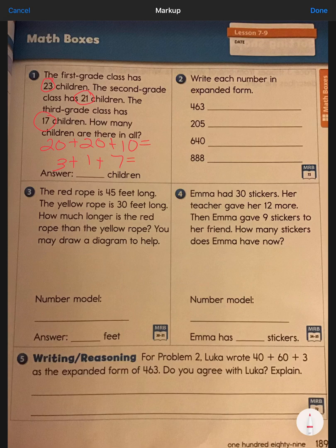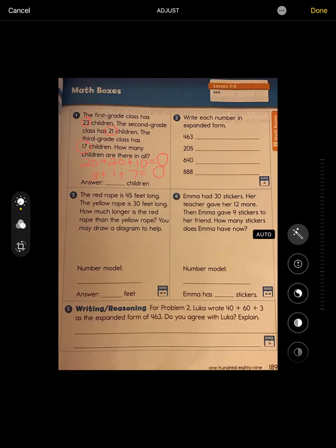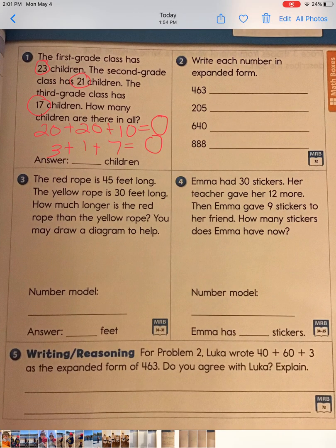Now it'll be a little bit easier for me to add 20 plus 20 plus 10 and then 3 plus 1 plus 7. And then whatever I get for those 2 math problems, I add together to find my total for my answer. Okay? Now the next part of your math lesson for today is going to be fun.